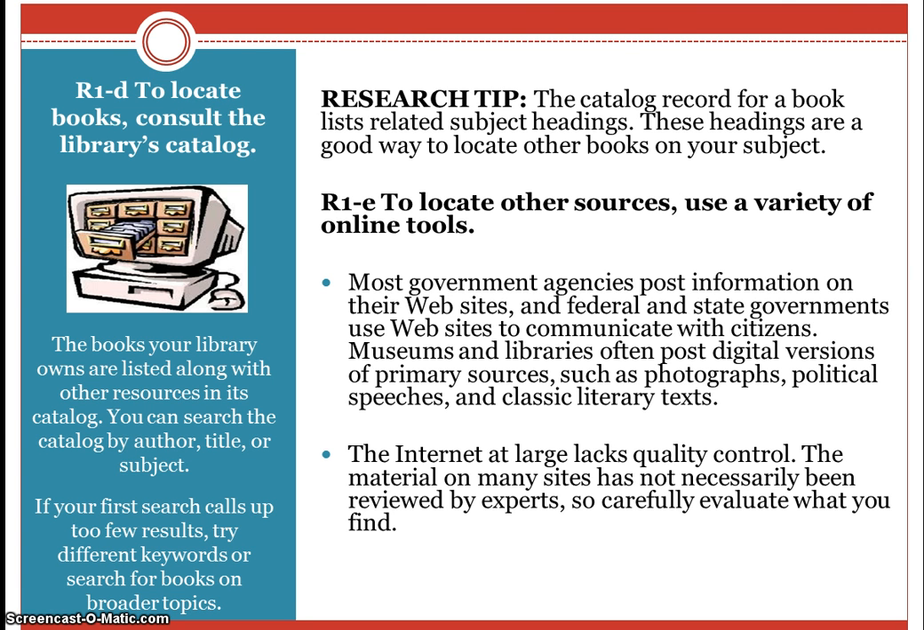To locate other sources, use a variety of online tools. Most government agencies post information on their websites, and federal and state governments use websites to communicate with citizens. Museums and libraries often post digital versions of primary sources such as photographs, political speeches, and classic literary texts. The internet at large lacks quality control. The material on many sites has not necessarily been reviewed by experts, so carefully evaluate what you find.